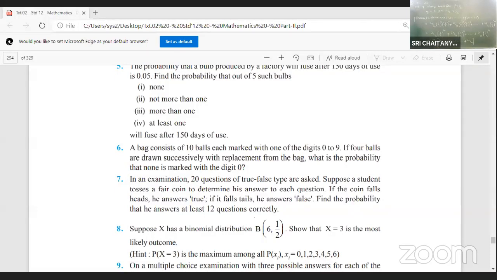I am repeating this problem. The total number of questions given to you is n equal to 20. In that, there are two options, one is true and another is false. So out of two, you should select one, which means it is 1 by 2. So P is equal to 1 by 2. Q value is equal to 1 minus P, which is 1 minus 1 by 2, equal to 1 by 2. Therefore, you are asked to find at least 12 questions, so P of X greater than or equal to 12, like that. Okay, copy this one.